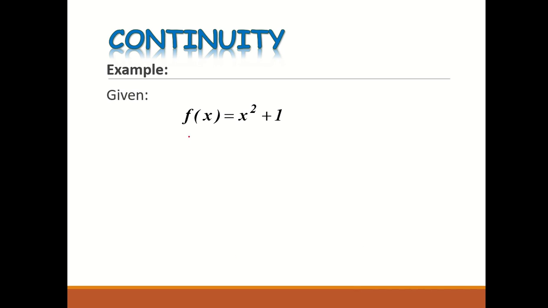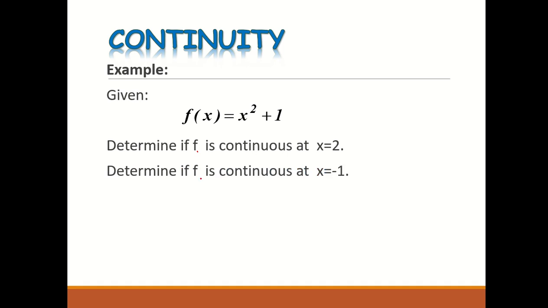So we're given here f of x equal to x squared plus 1. Our function of x is equal to x squared plus 1. And now we are asked to determine if the function f is continuous at x equal to 2. And the other one, we have to determine if the function f is continuous at x equal to minus 1. Okay, so first we have to test these three conditions.